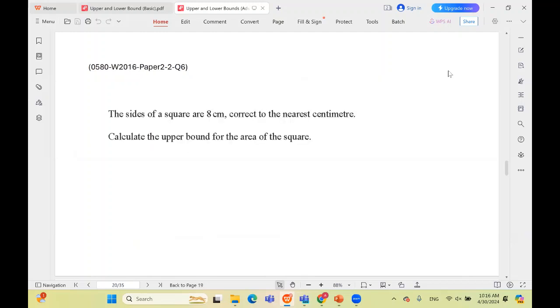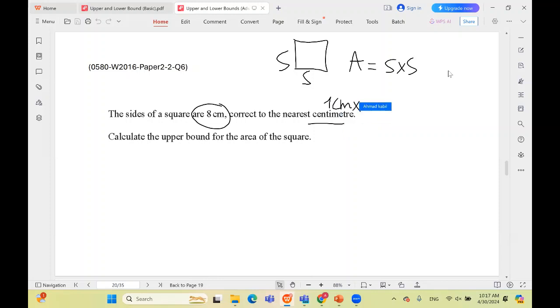The sides of a square are 8 centimeters, correct to the nearest centimeter. Calculate the upper bound for the area of the square. So a square is similar to a rectangle, but instead of L times W, we just have S times S. So for the side here, it's 8 centimeters, correct to the nearest centimeter. So 1 centimeter. We multiply this by half, of course. We get half as a final answer. We are adding or subtracting, but here we want the upper bound, so we're just adding.